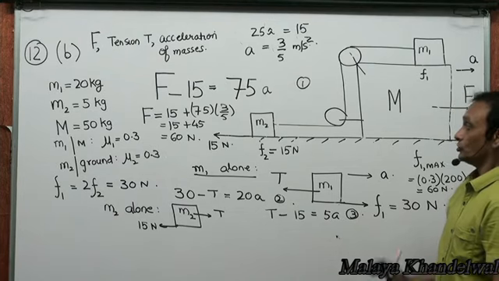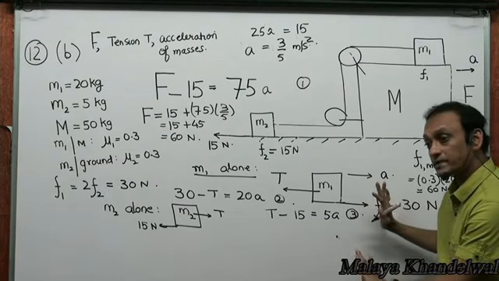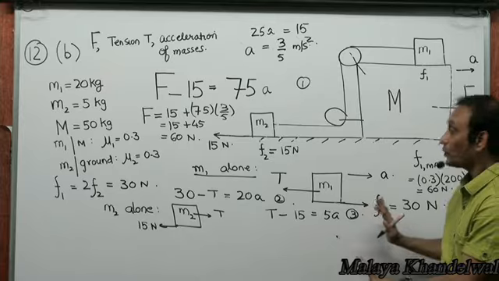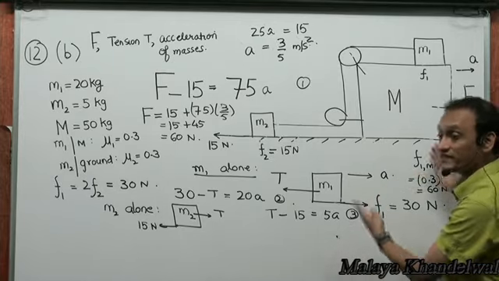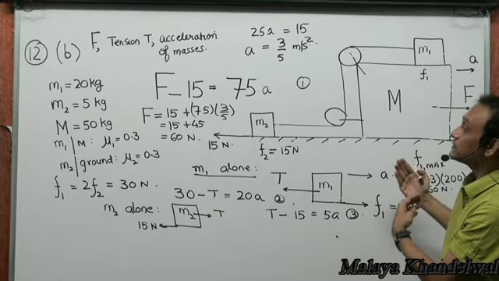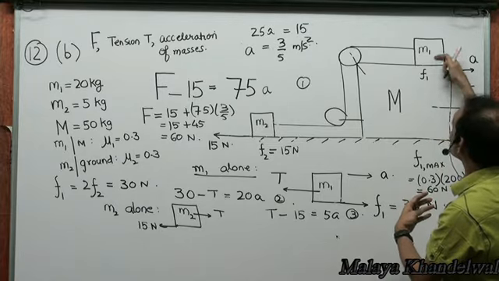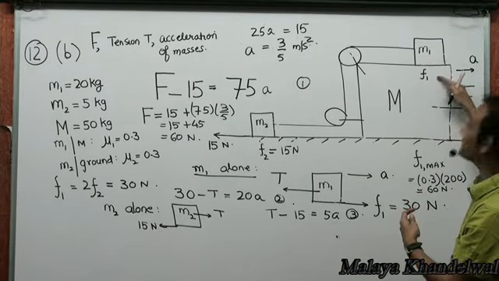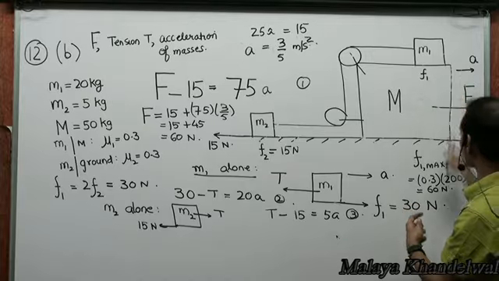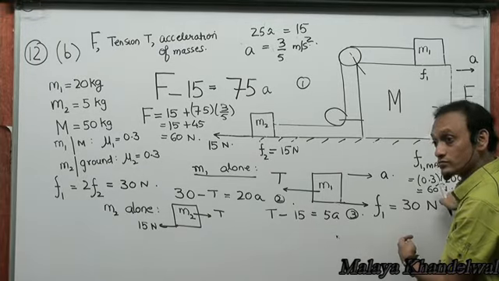Do you understand every aspect of this problem? Why all three masses are bound to have the same acceleration, and the fact that there is no relative motion between M1 and capital M. Why? Because F1 turns out to be less than 60 newtons.